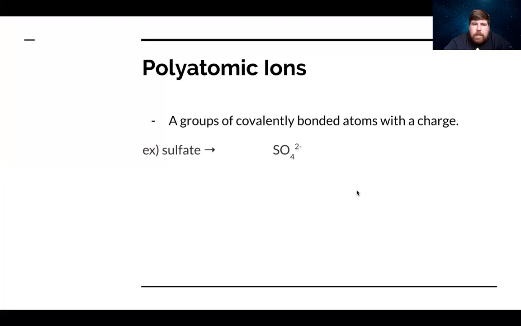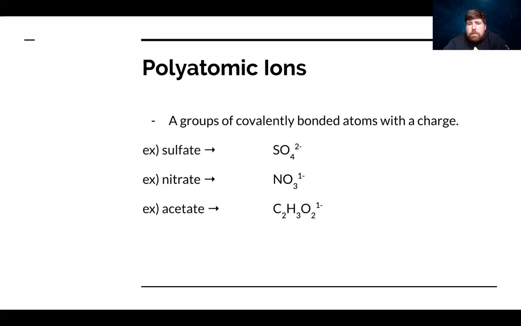So remember, a polyatomic ion is going to be a group of covalently bonded atoms with a charge. Some examples of these are the negatively charged polyatomic ions sulfate, nitrate, and acetate. At the end of the day, in my opinion, these are probably three of the most important polyatomic ions, and you should really know these. You should just know them very well.